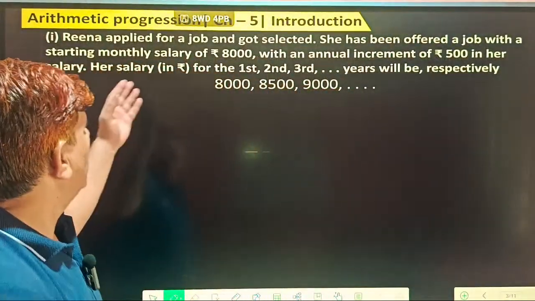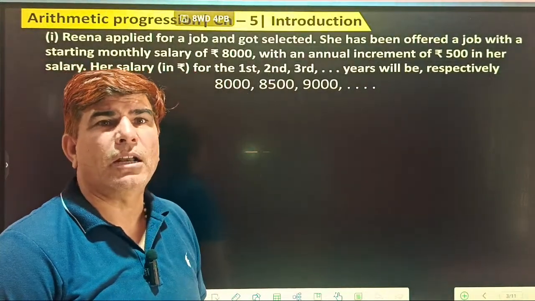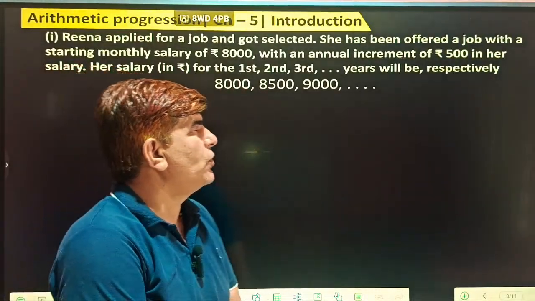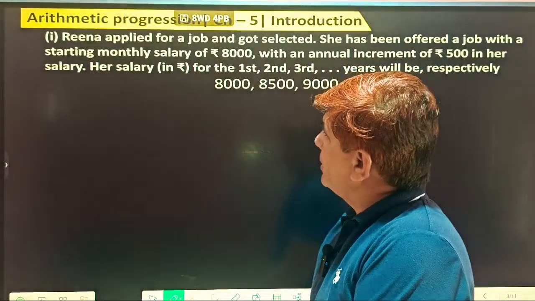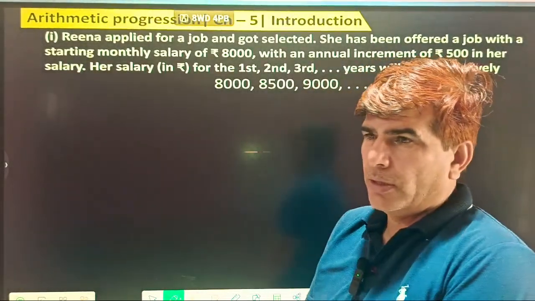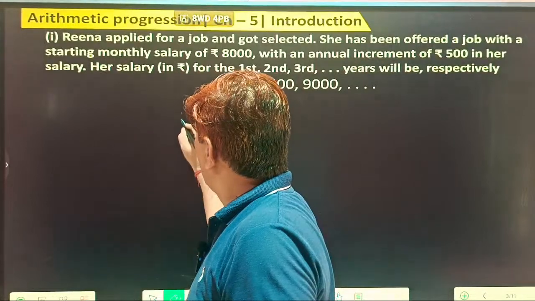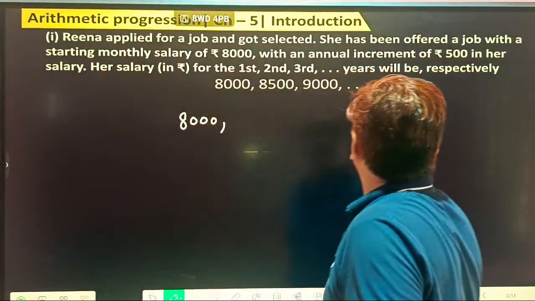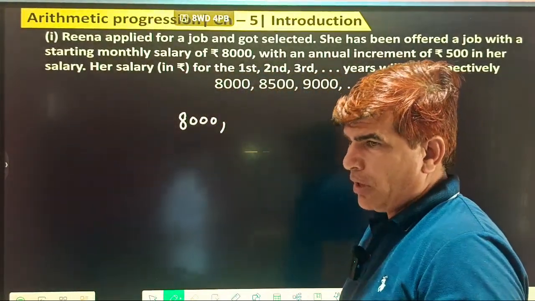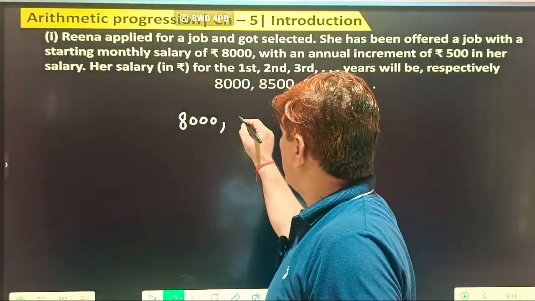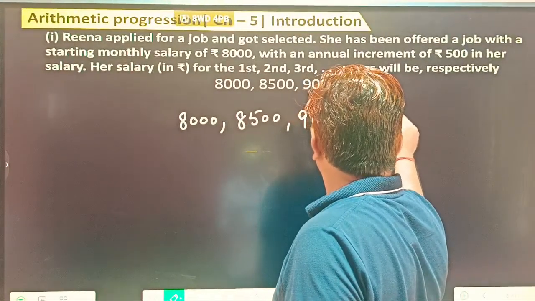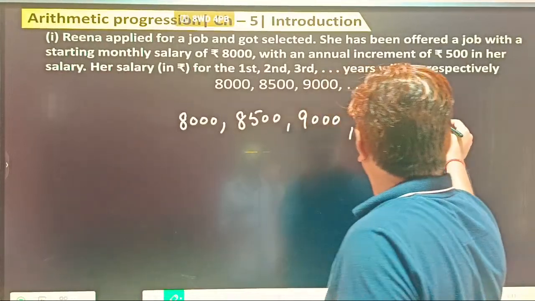But another example is also given in this chapter. Reena applied for a job. One girl named Reena applied for a job and got selected. She has been offered a job with a starting monthly salary of 8,000, with an annual increment of 500. So after 1 year, what's her salary? This. After this, this. Then this.